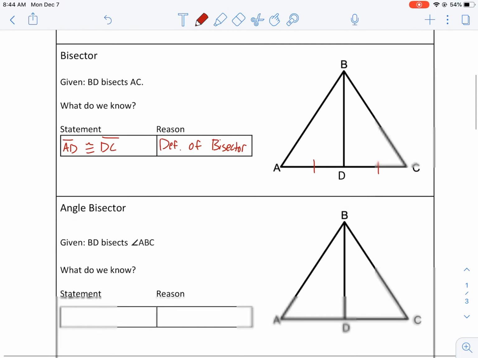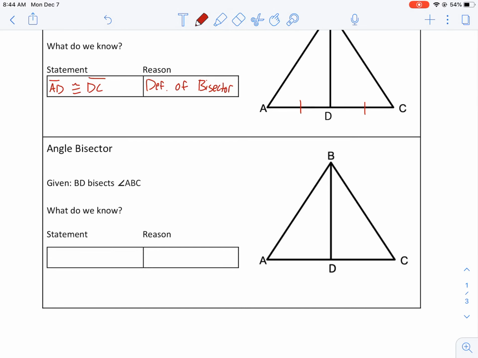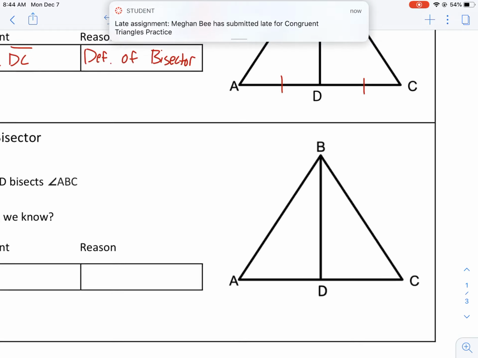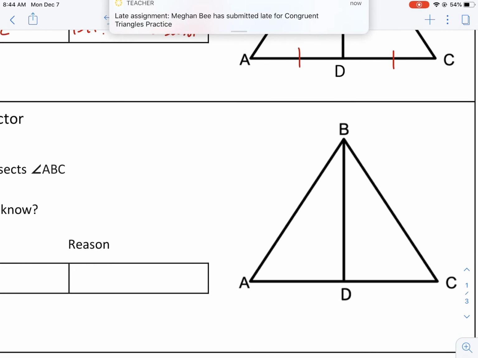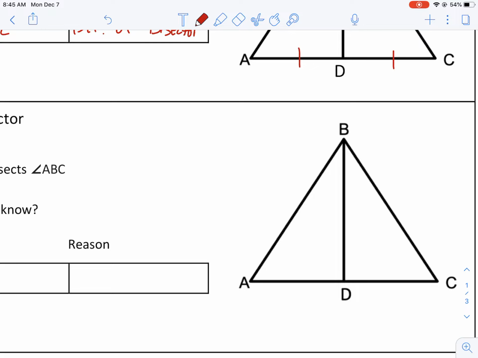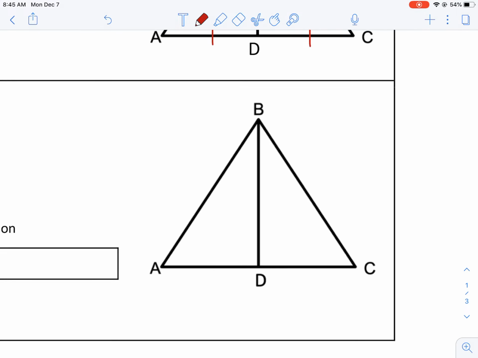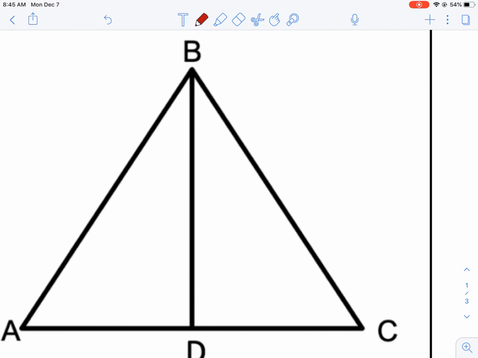Okay. Next, we have angle bisector. So this one says BD bisects angle ABC. All right, this one's a little bit different, right? It's an angle bisector, but it still means cut in half. So if it bisects ABC, that means this angle is the same as that angle. So these two angles are the same.